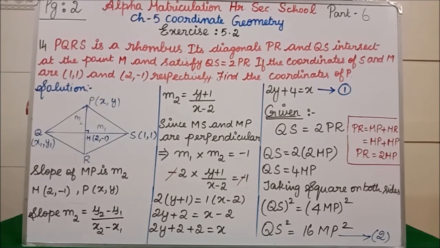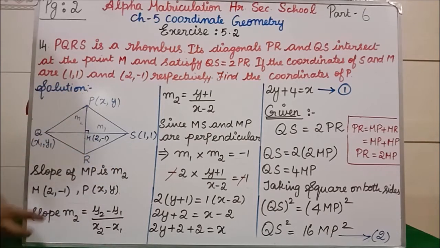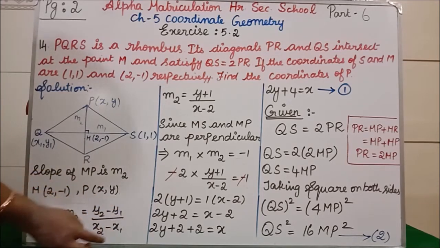MS we have taken as M1, isn't it? Now we are going to find the slope of MP. Why these two are perpendicular I have told you, isn't it? So slope of MP is M2 I have taken, M point and P point we know. So the two-point formula we are going to apply. So slope M2 is equal to y2 minus y1 divided by x2 minus x1.